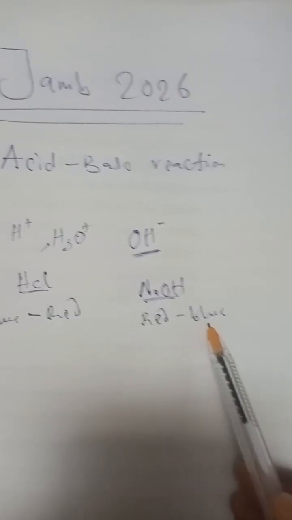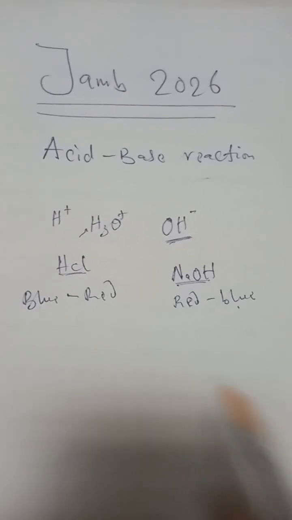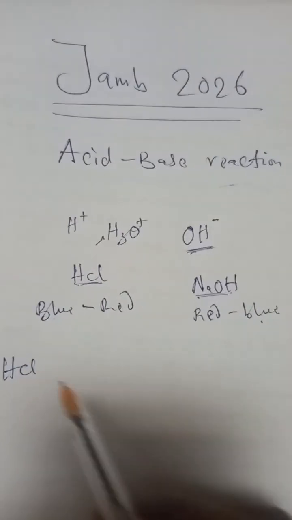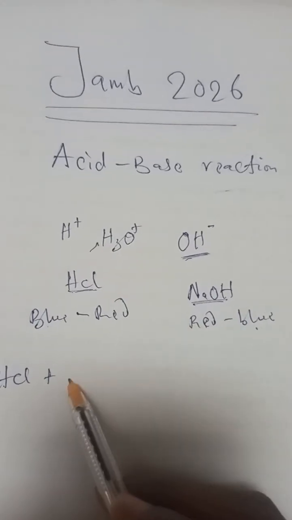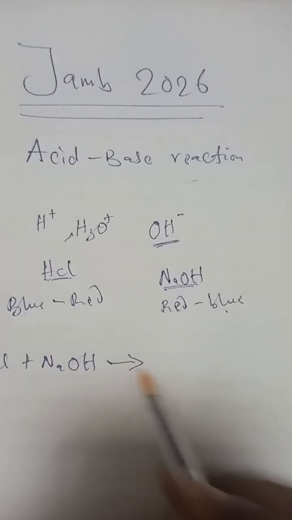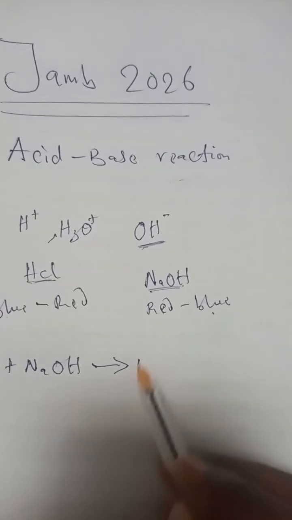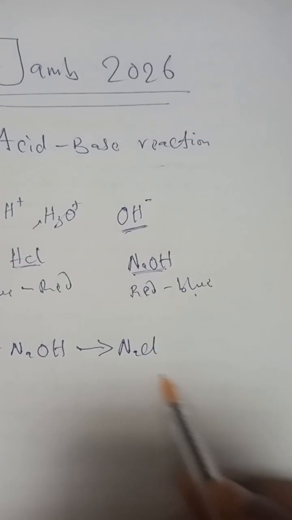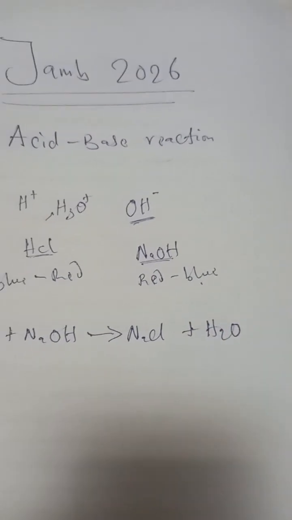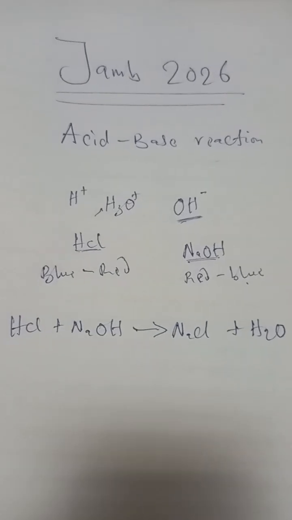Are we together now? So then, talking about the reaction, when an acid such as HCl reacts with a base such as sodium hydroxide, we normally get salt and water. Salt and water is what? Sodium chloride, which is our common salt, plus water, H2O. So this is what we get from the reaction. But how did we arrive at this? Let me show you.